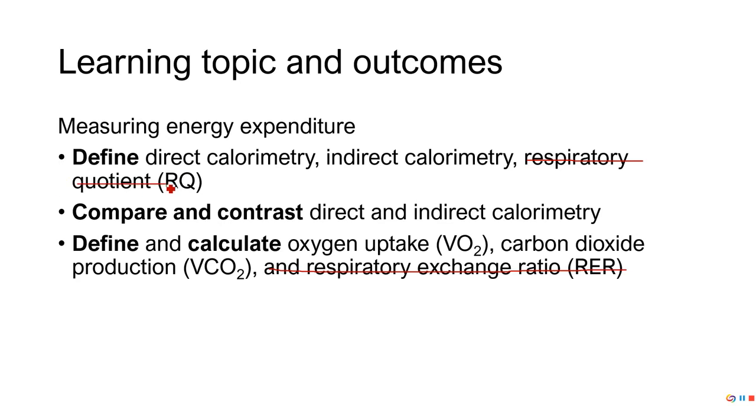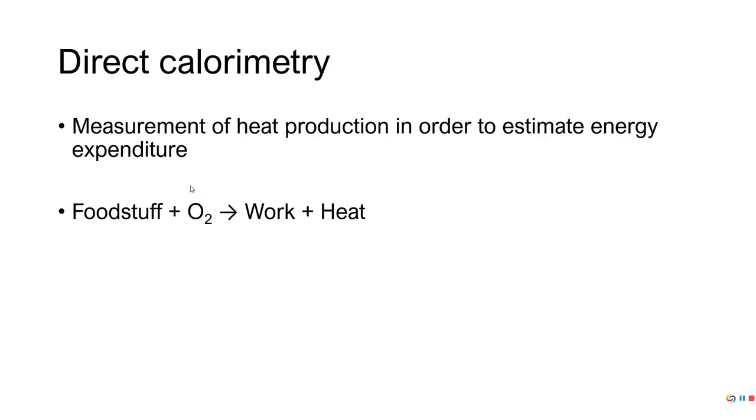Okay, so we measure energy expenditure via something called calorimetry. If we're using what's called direct calorimetry, we're trying to determine how much heat's being produced. The way we do this is we need to know how much food we've taken in, how much oxygen we're using, take into account the work, and then what's left over is essentially the heat or that energy expenditure. All right, that's not easy to do.